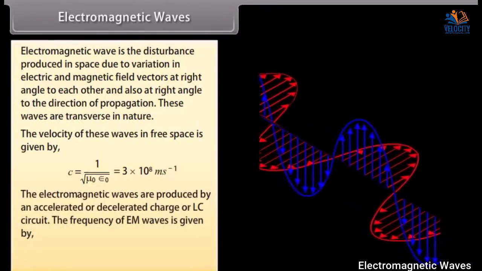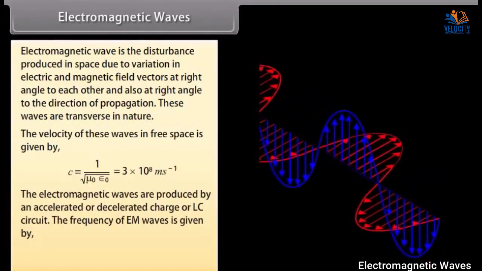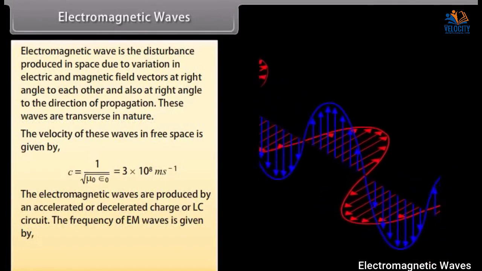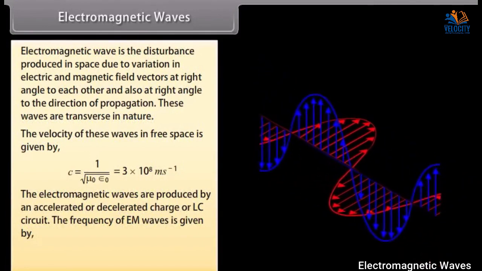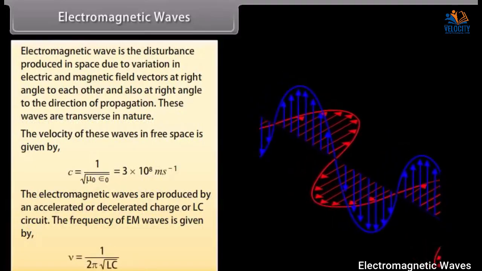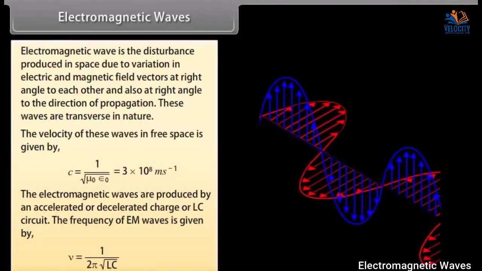Electromagnetic waves are produced by an accelerated or decelerated charge in an LC circuit. The frequency of EM waves is given by 1 upon 2 pi under root LC.